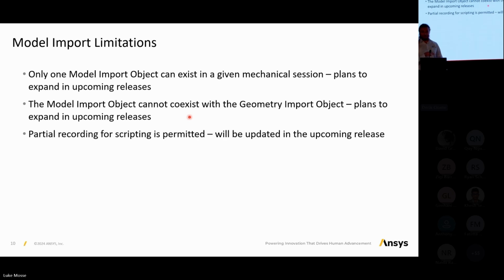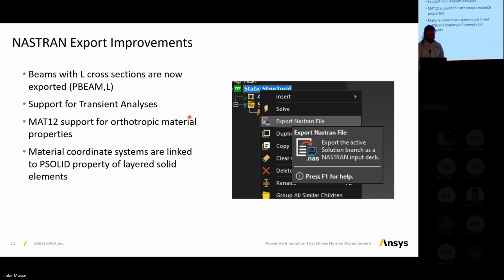So if you do want to do that, you'd need to use the Workbench environment, because then you can have your geometry and mesh as one component system in your Workbench project, bring that into Mechanical, and then you can also have an external data reading in your Abaqus file or what have you, and then combine that in your Mechanical environment. So you do need Workbench for that, but things will change in the next few releases that allow you to do all of that in the Mechanical environment.